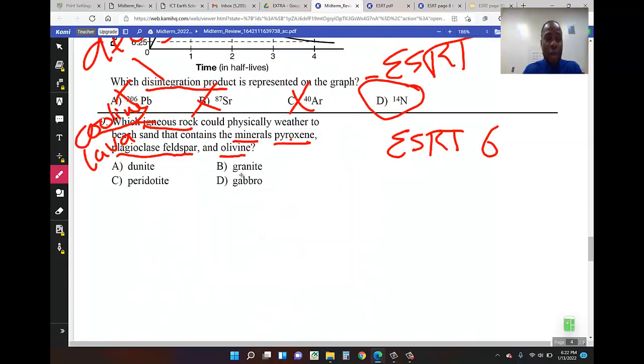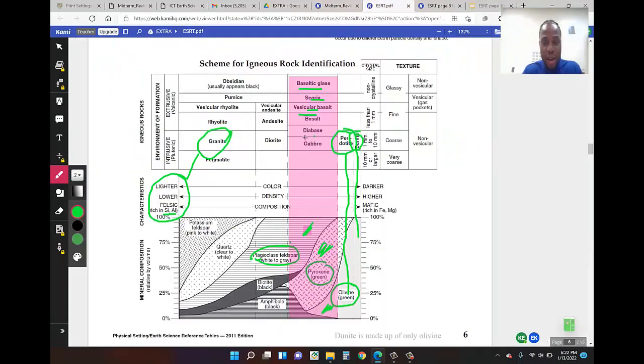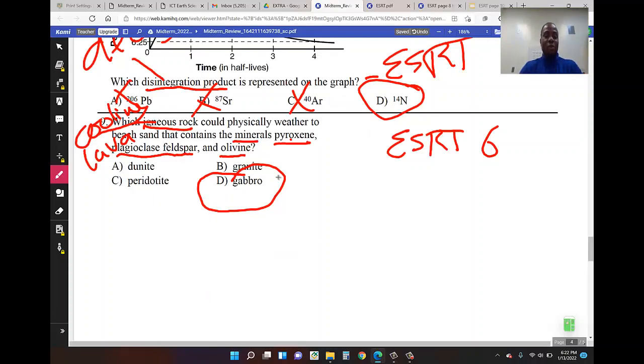So we are left with only one option, Mr. Gabbro. So you see Gabbro right here. Gabbro has all those minerals that we talked about. And that's it. Let's go to our last question.